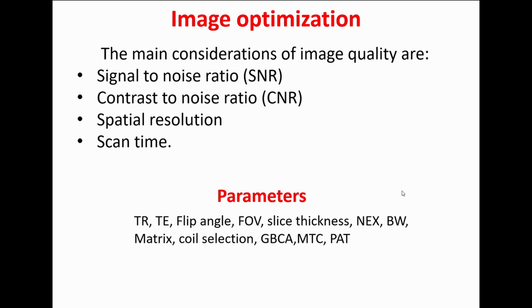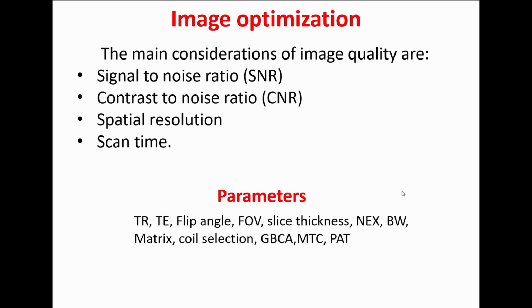Before we move on to the imaging, I think every one of us as technologists should be able to give images with optimal quality. So we need to know how to optimize the images. The main considerations of image quality are 4 parameters that you need to know: signal to noise ratio, contrast to noise ratio, spatial resolution, and scan time. And there are several parameters that influence all these 4.